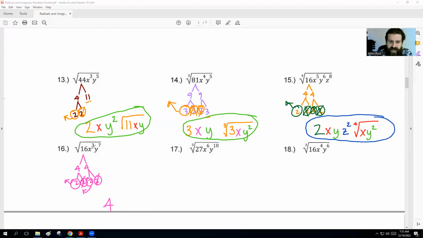All right, moving on to the x cubed. If we take the square root of that, that means 1 x gets to go outside. The other x has to stay inside. And then y to the 7th. 7 divided by 2 is 3 with 1 remaining.